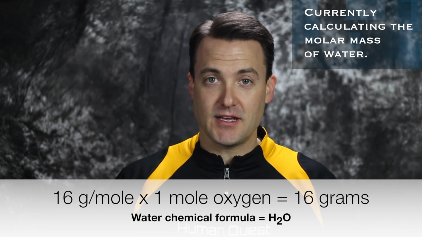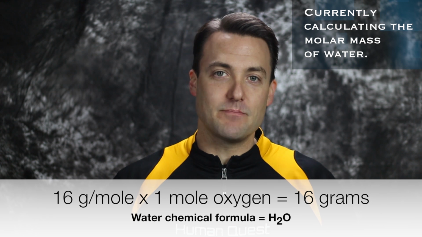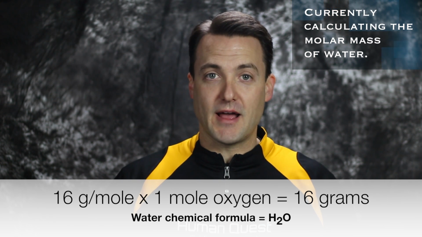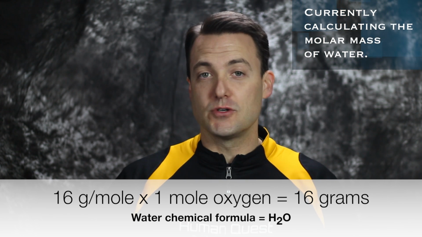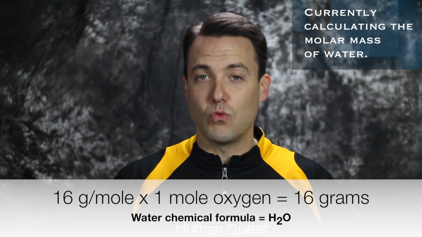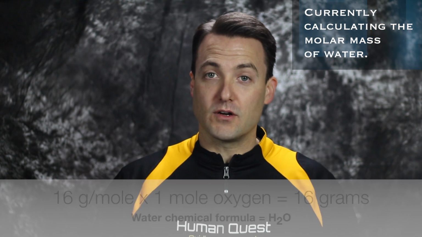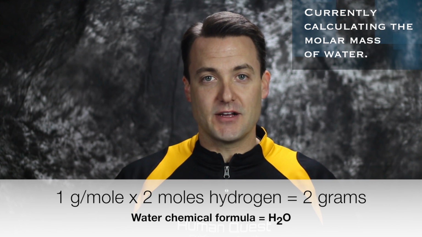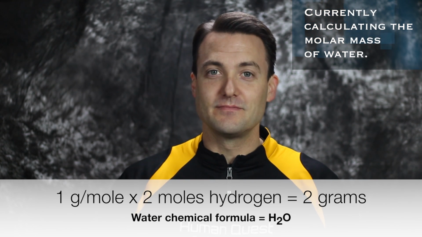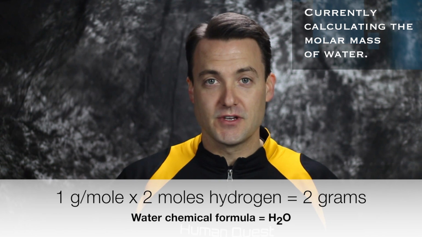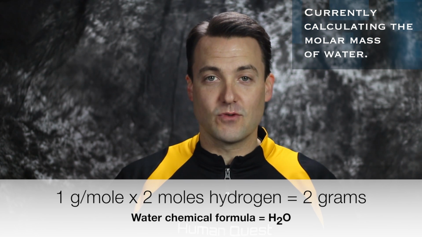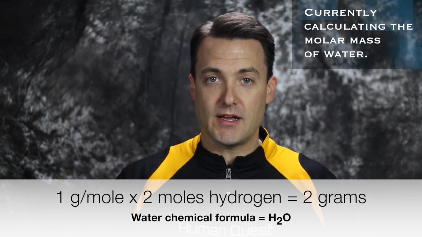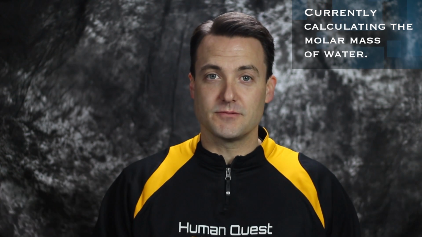Water's chemical formula has 1 oxygen. So I take the mass of oxygen from the periodic table, 16, and multiply it by 1 oxygen for a total mass of 16. That means that the 1 oxygen atom in the formula for water contributes 16 grams to the mass of 1 mole of water. Water also has 2 hydrogens. So I take the mass of hydrogen from the periodic table, 1, and multiply it by 2 hydrogens for a total mass of 2. That means that the 2 hydrogen atoms in the formula for water contribute 2 grams to the mass of 1 mole of water.